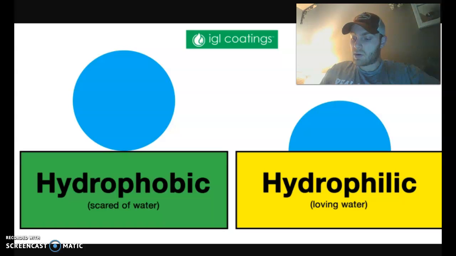Then with your hydrophobic, meaning water-fearing molecules, they are nonpolar. So the electrons are evenly distributed throughout the molecule, thus there is no charge to attract to the semi-negative H2O. So in the hydrophobic molecules, they will tend to clump up and bind to themselves rather than binding or diffusing with water.